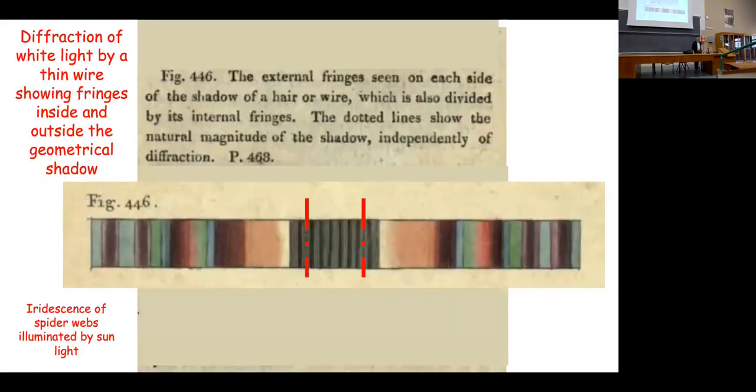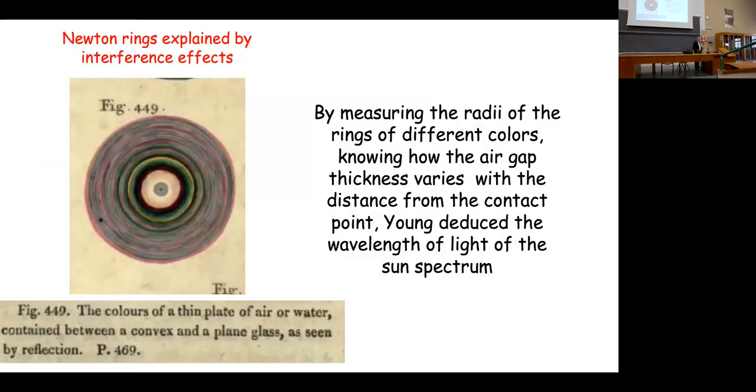Young also observed the diffraction fringes which are obtained when you send white light on a very narrow wire. And you see here the picture, the wire is comprised between these two dotted lines, and you see a lot of fringes inside the shadow and outside the shadow, which are colored for the same reason as I said before, because it's illuminated with white light. He also observed Newton rings.